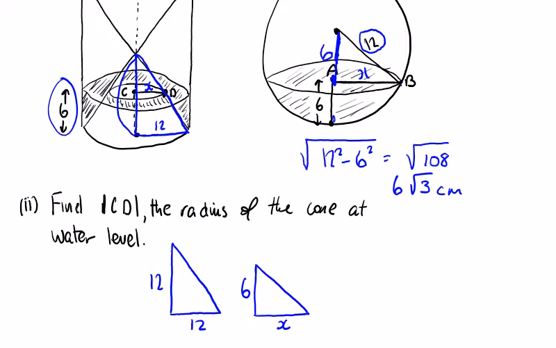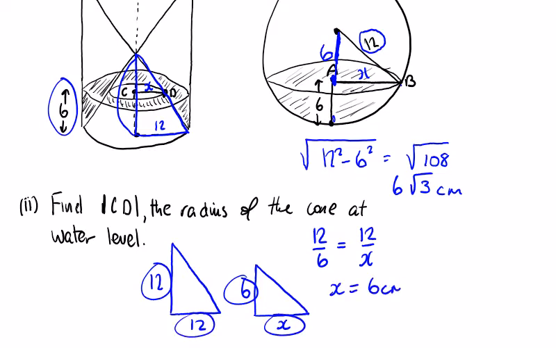So if we start with the first triangle, 12 over 6 is equal to 12 over x. So this side over this side is equal to this side over this side. So x has to be equal to 6 centimeters. That's CD.